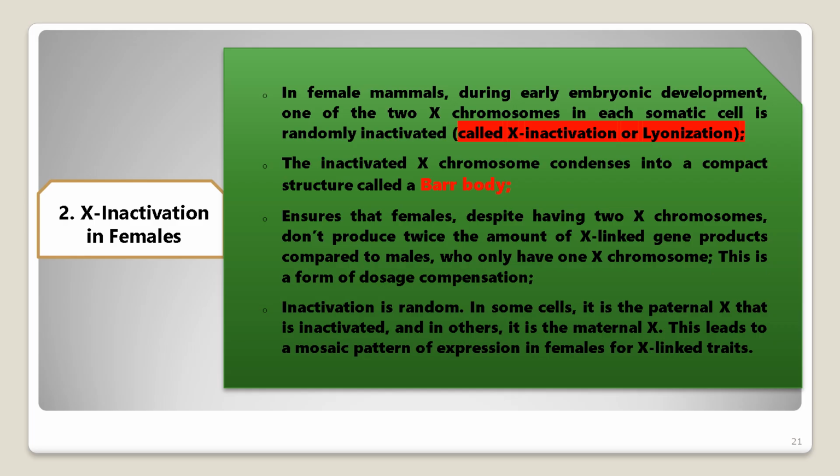The inactivation is however random. In some cells, it is the paternal, or the father's, X that is inactivated, while in others, it is the mother's X that is inactivated. So this leads to a mosaic pattern of expression in females for X-linked traits.